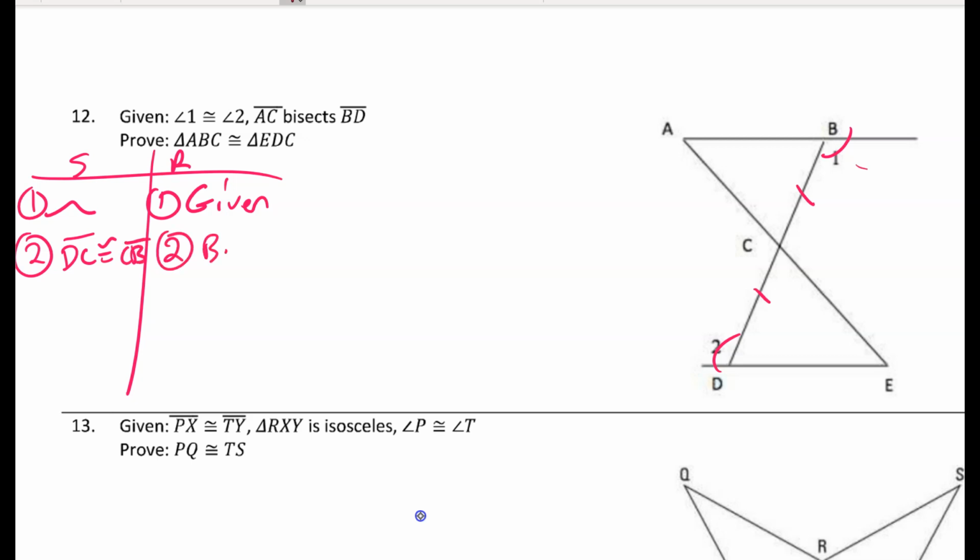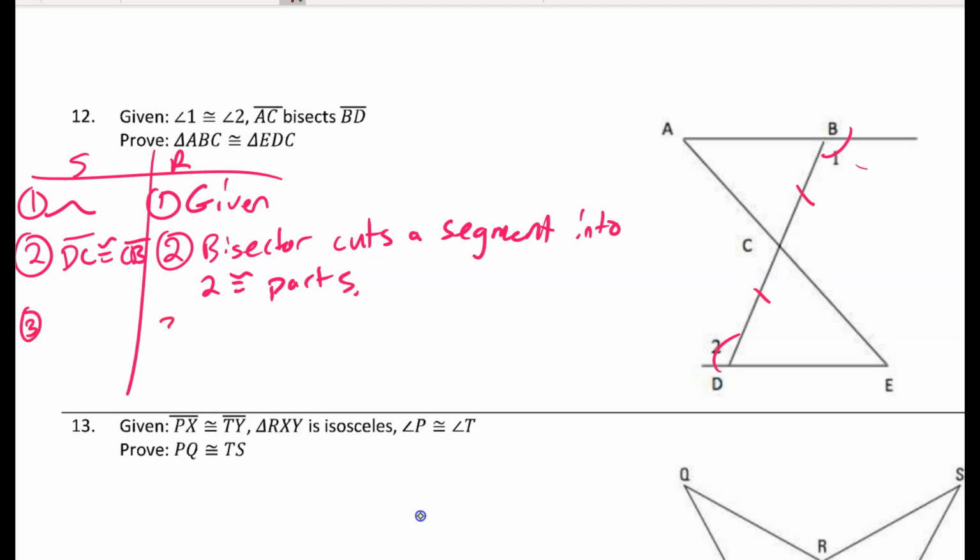my reason being that a bisector cuts a segment into two congruent parts. So that gives me one side. And again, when you get stuck, go back to the givens. Why would they give me that angle 1 is the same as angle 2? Well, maybe if I label this angle 3 and angle 4, I could make an argument that angle 2 and angle 4 are supplementary, and angle 1 and angle 3 are supplementary as well, and that supplements of congruent angles are congruent.